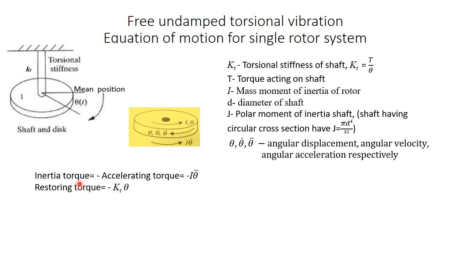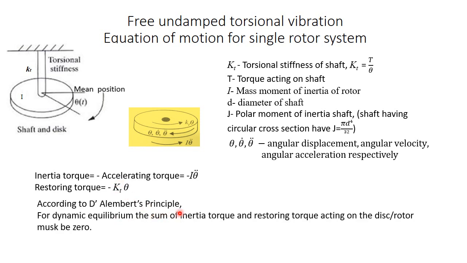So the inertial torque, which is represented here in the counterclockwise direction, is the negative of the accelerating torque, so negative of I alpha or I theta double dot. The restoring torque, that is the resisting torque provided by the shaft, which prevents the rotor from rotating in the clockwise direction, is Kt into theta. The negative sign indicates that the restoring torque is also acting in the direction opposite to the applied torque.